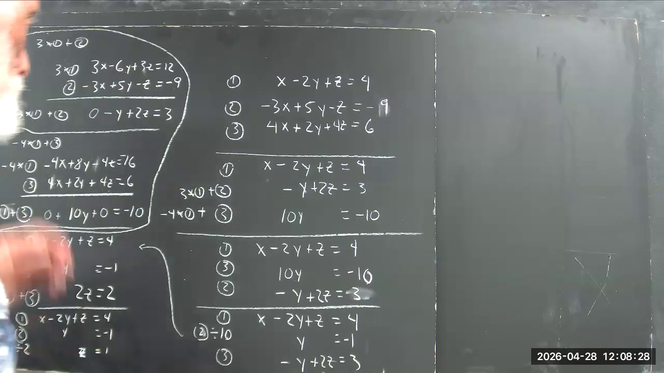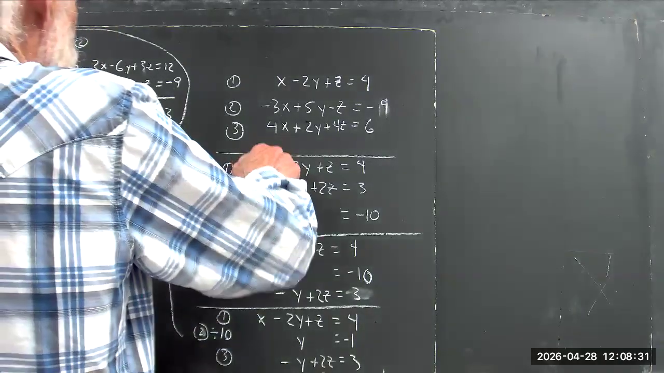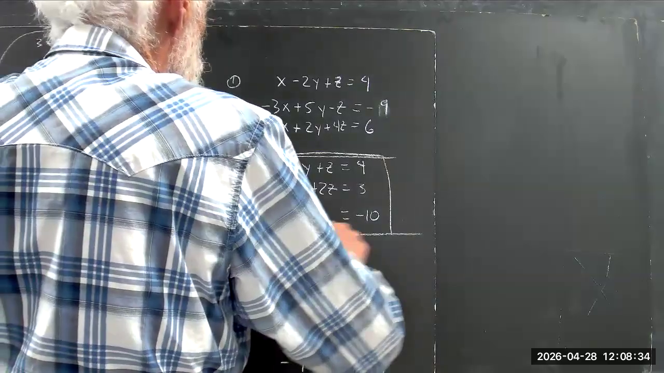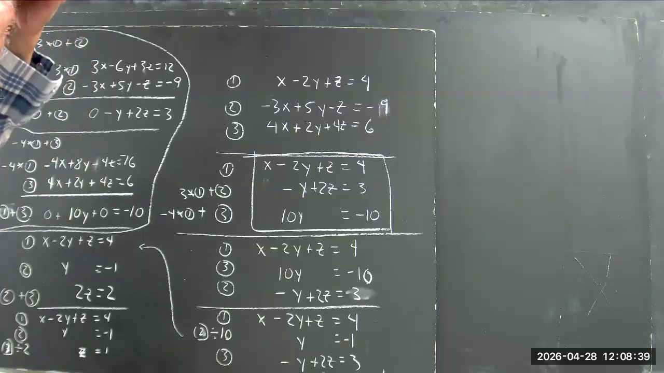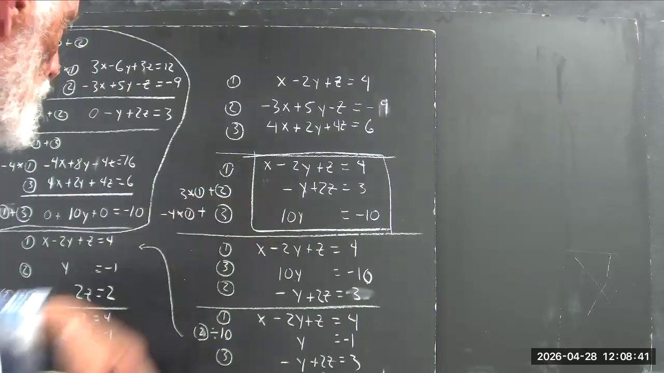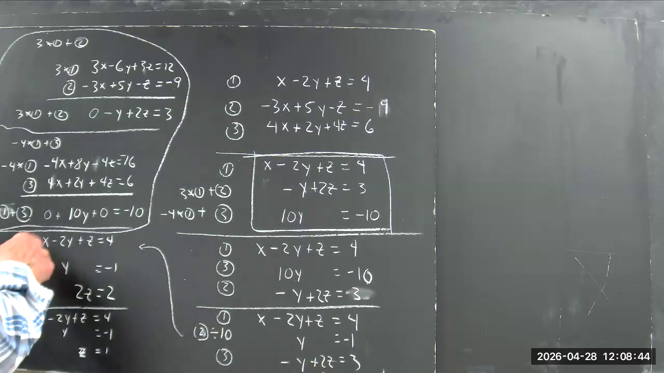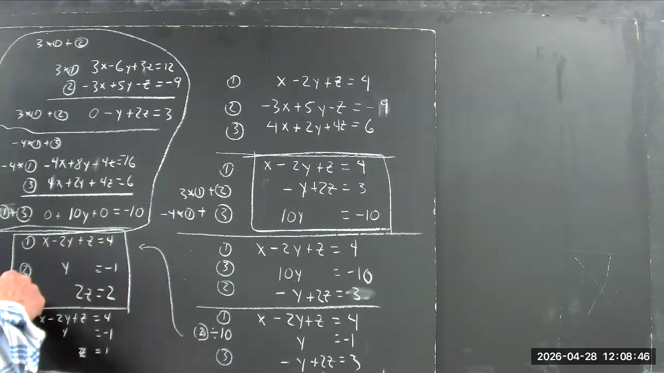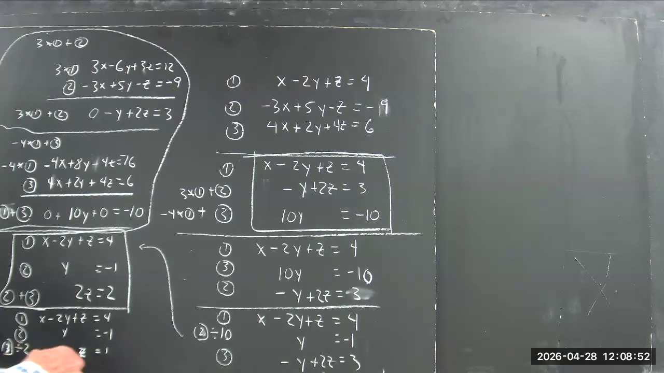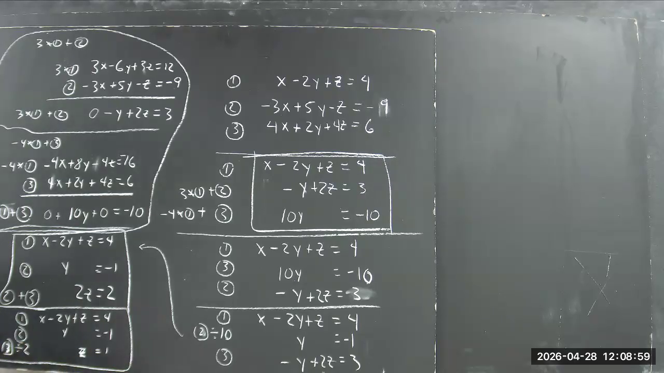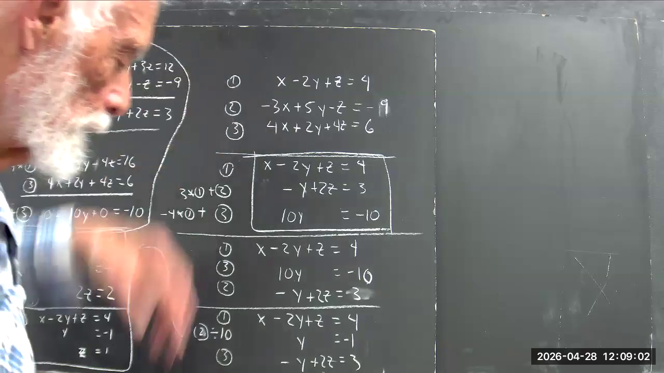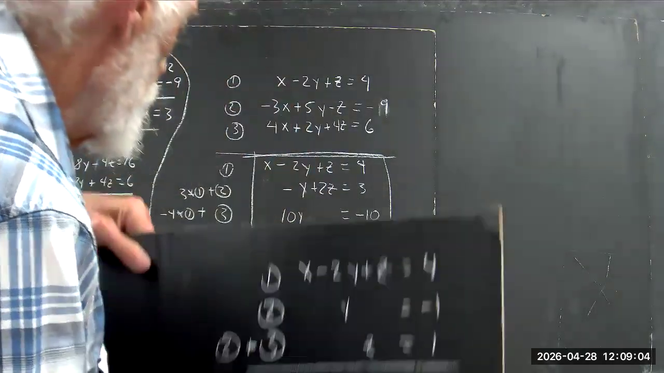So the main steps: we first got zeros down below the x. Then we got zeros down below the y. That was this system here. Then we solved the third equation for z. Okay, so we have this system. Then we substituted and we got all the results. Okay.